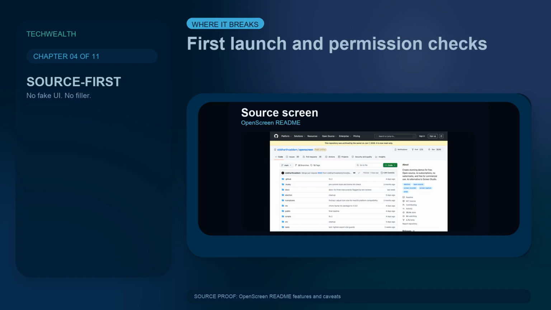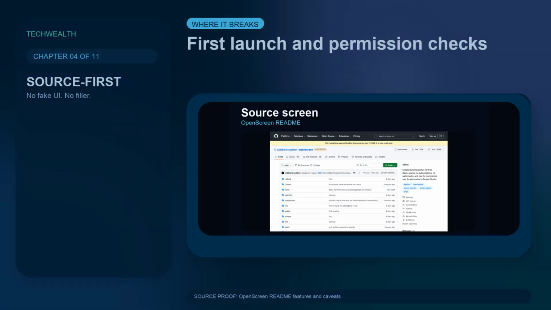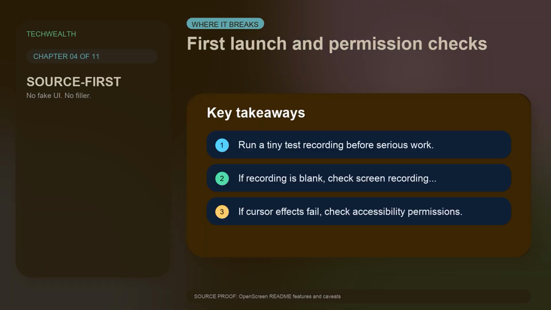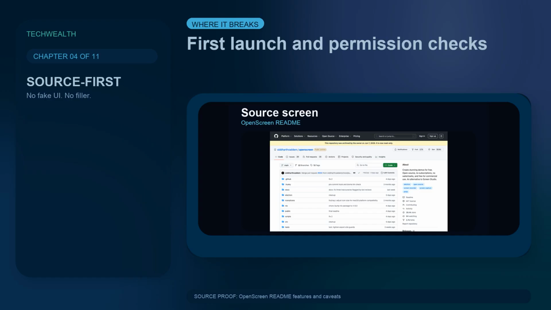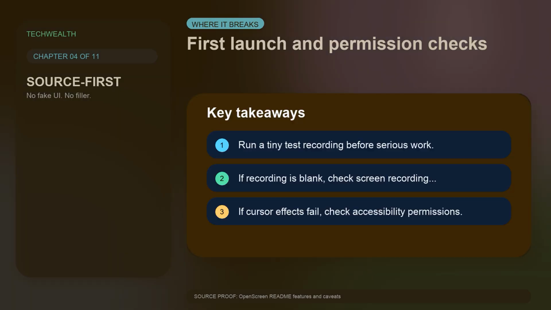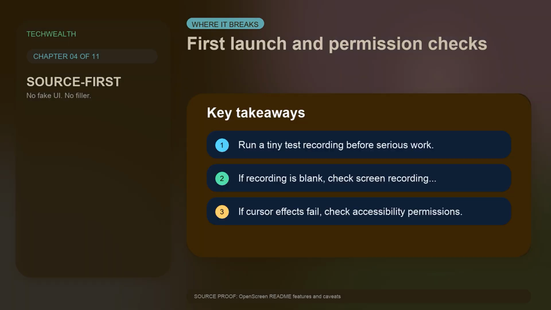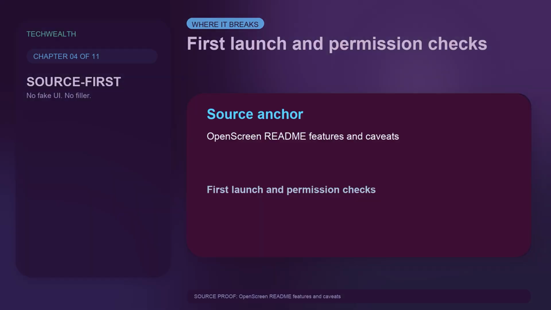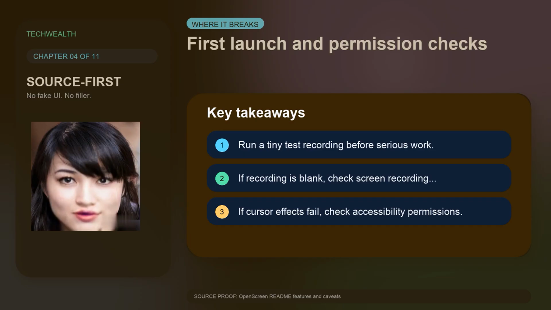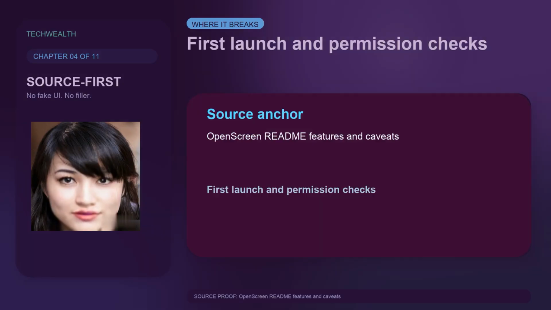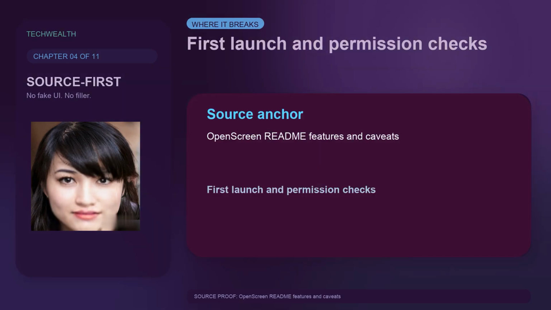The README says OpenScreen can record a window or full screen, record microphone and system audio, create webcam overlay, cursor zooms, captions, wallpapers, motion blur, trimming, annotations, and export to MP4 or GIF. It also warns the project started as a side project and can have bugs. So do not record a full tutorial first. Make a 5-second test recording, export it, and confirm video, audio, cursor, and folder before doing serious work.